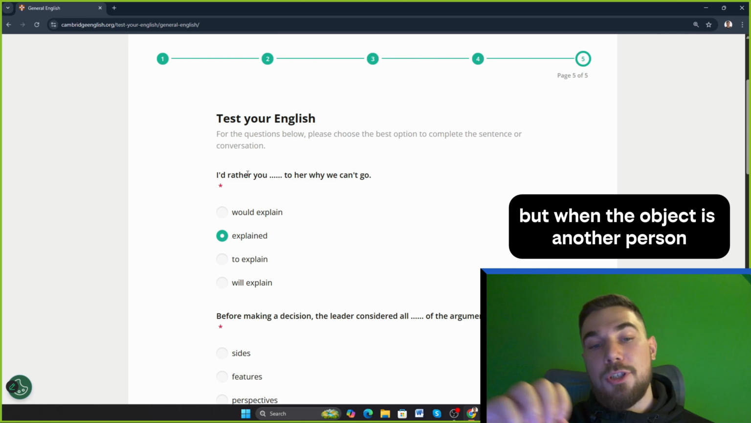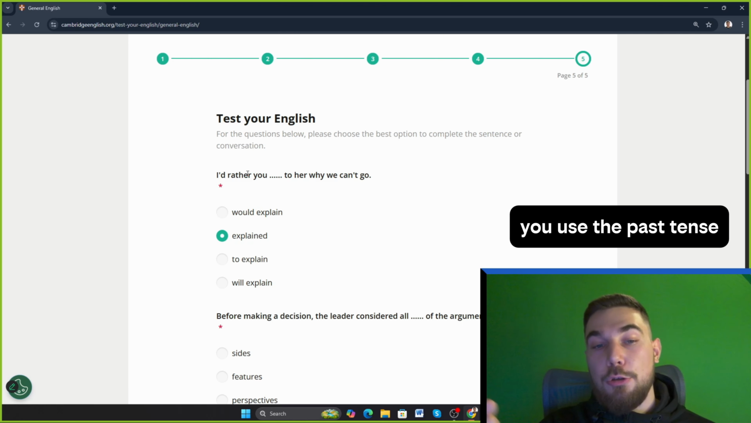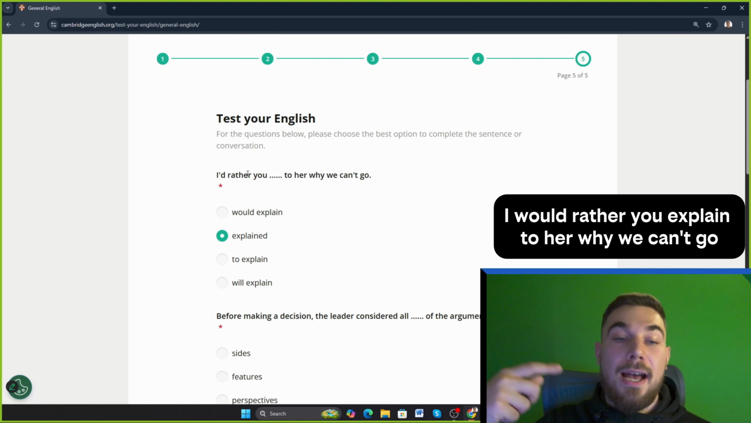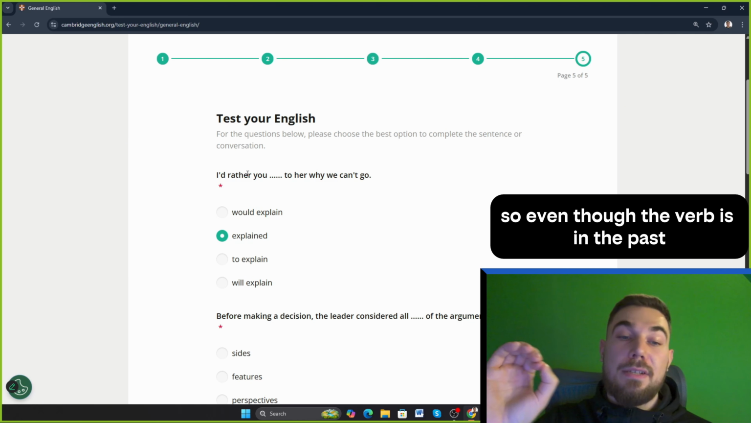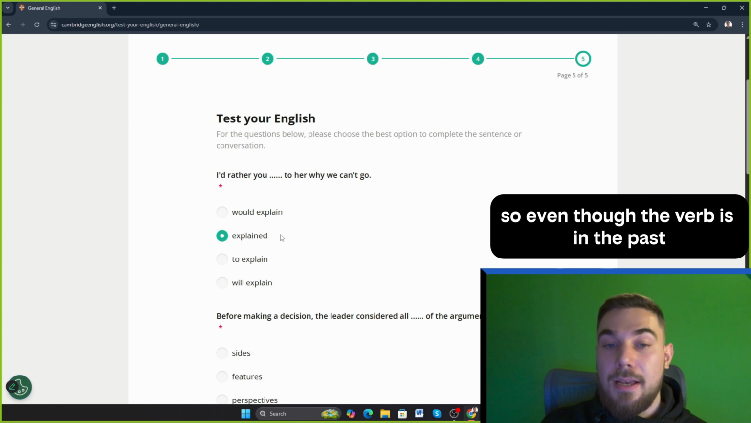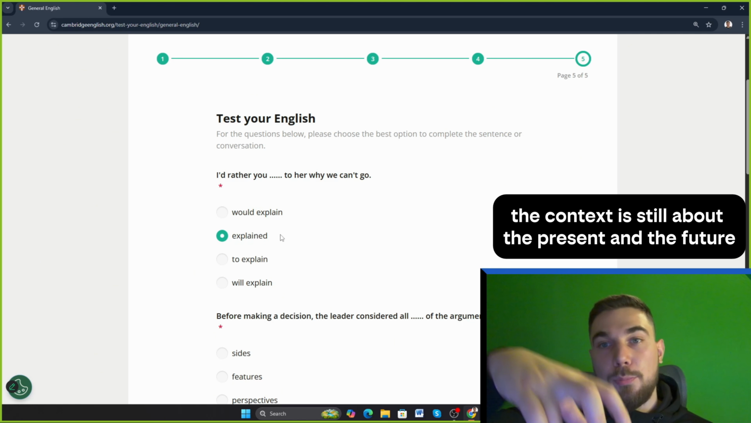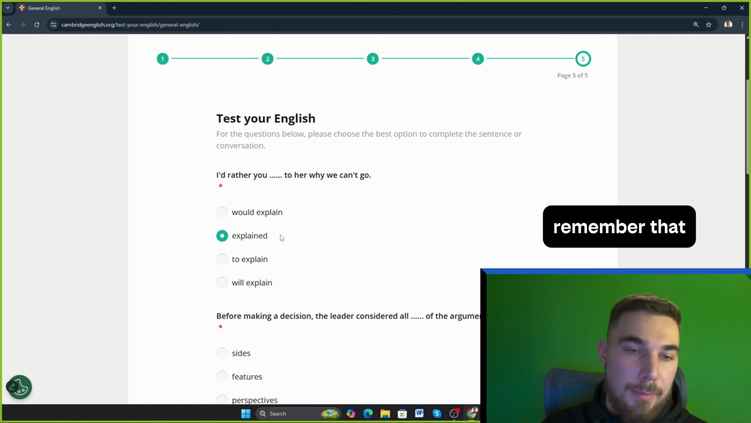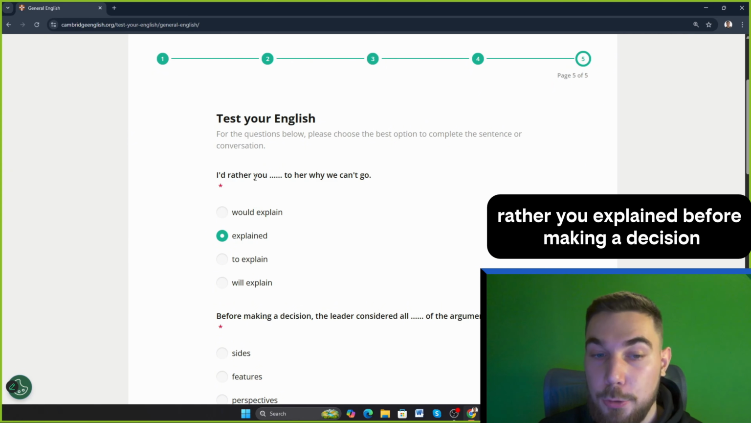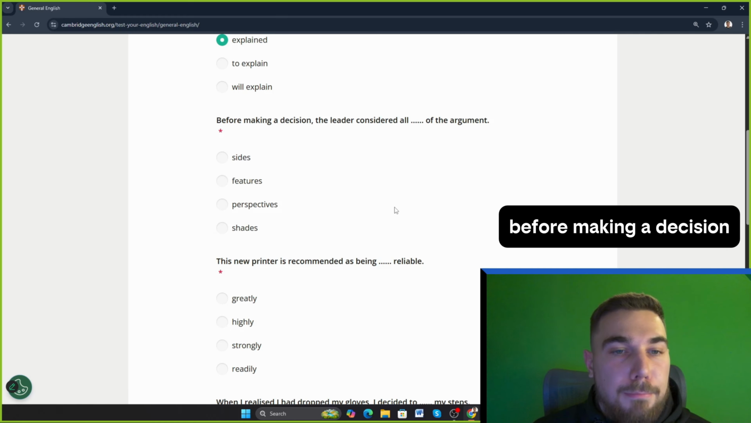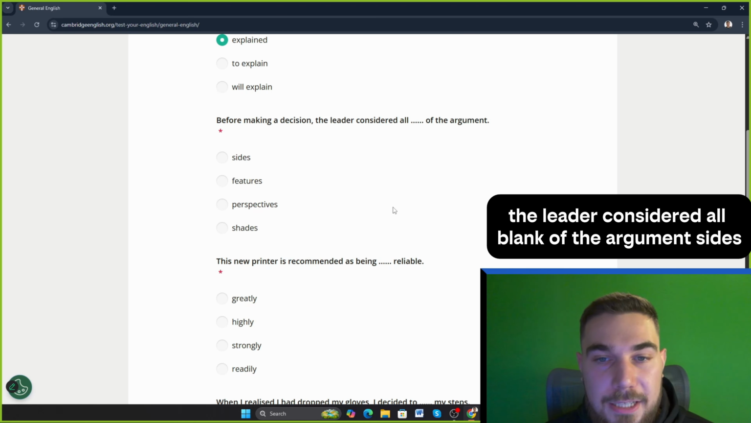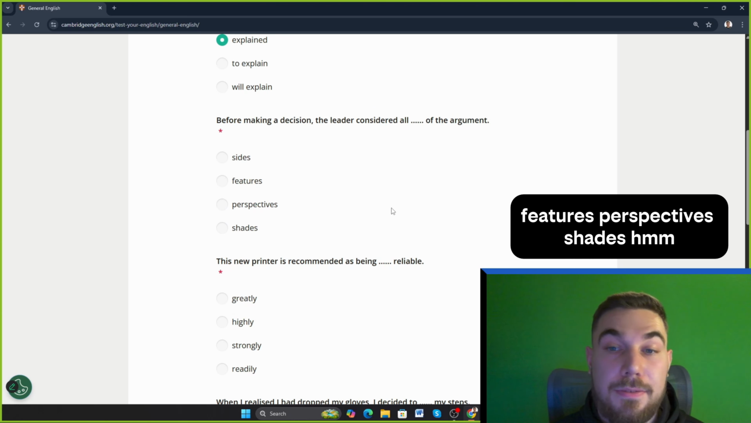But when the object is another person, you use the past tense. I would rather you explained to her why we can't go. So even though the verb is in the past, the context is still about the present and the future. Remember that. Rather, you explained. Before making a decision, the leader considered all blank of the argument: sides, features, perspectives, shades.